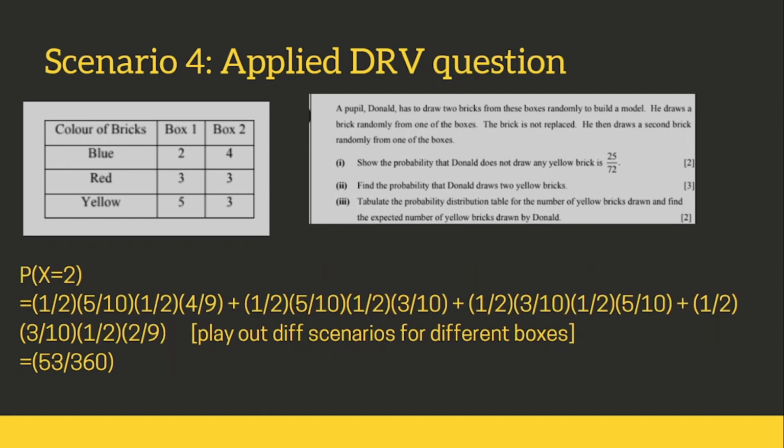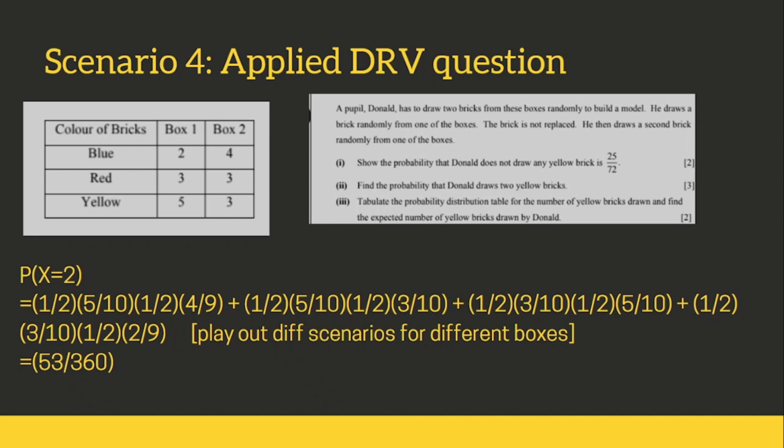Then for part 2, they want to find the probability that he draws 2 yellow bricks. In this case, you can also play out the different scenarios. It can be box 1 first, box 2 second, or box 1 both times, box 2 both times, or mix and match here and there. So again, you do that. It'll be half times 5 over 10 times half times 4 over 9, plus half times 5 over 10 times half times 3 over 10, plus half times 3 over 10 times half times 5 over 10, plus half times 3 over 10 times half times 2 over 9.